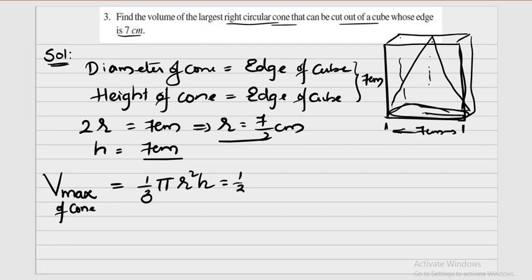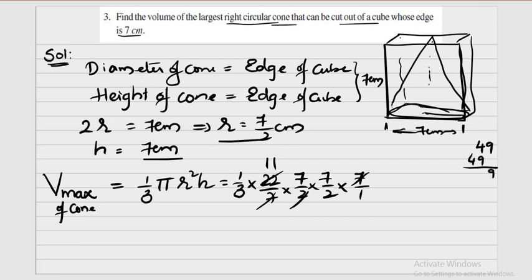Now substitute the values: 1/3 into 22/7 into the radius, 7/2 into 7/2, into the height, which is 7/1. Now the 7 I can cancel out. Next, the 2 in 22 goes 11 times. Next, 7 7s are 49, and 49 times 11 is simply calculated like this, which gives 539 divided by 3 times 2, which is 6.